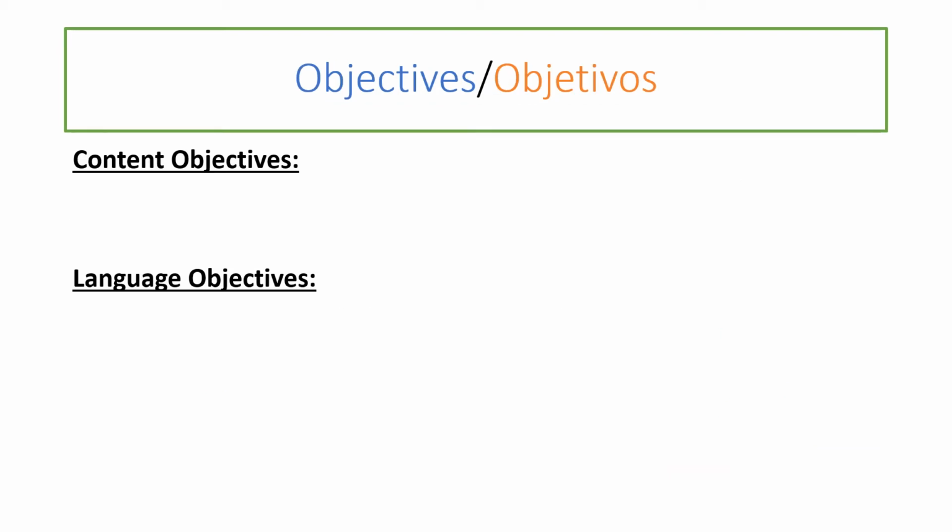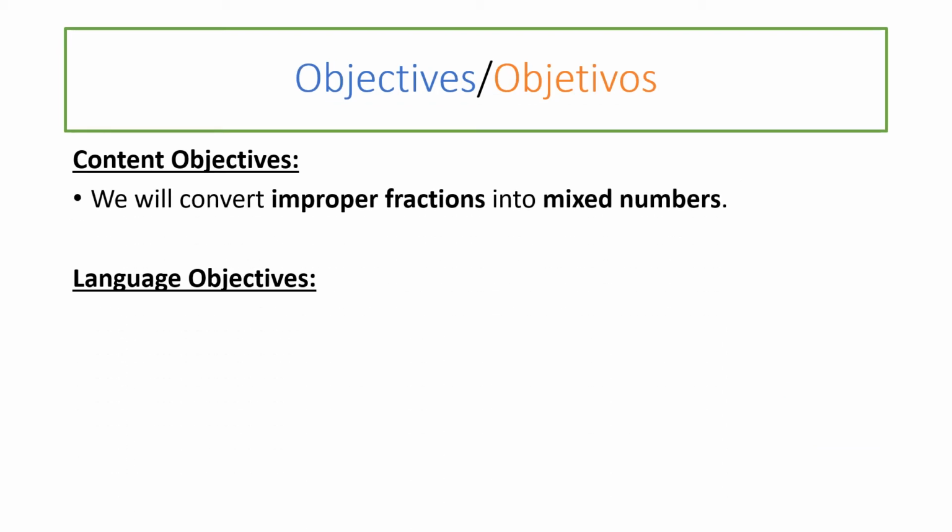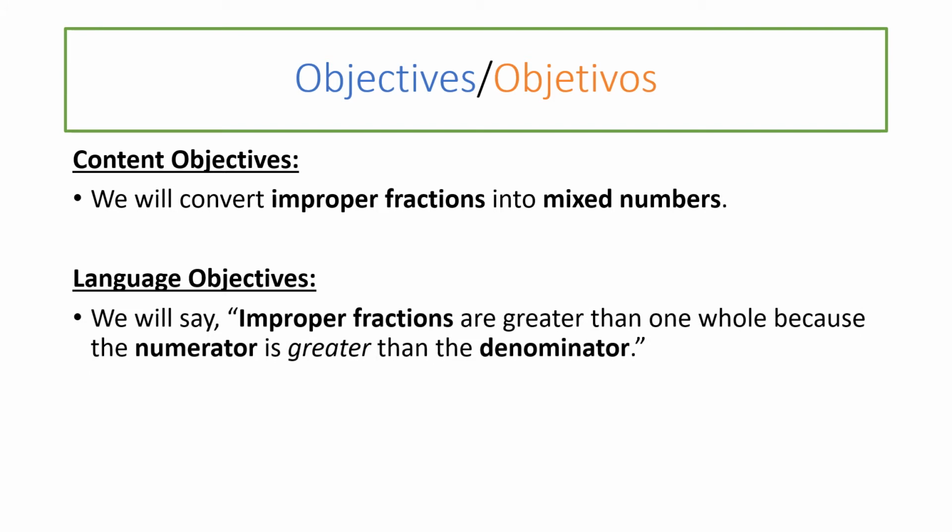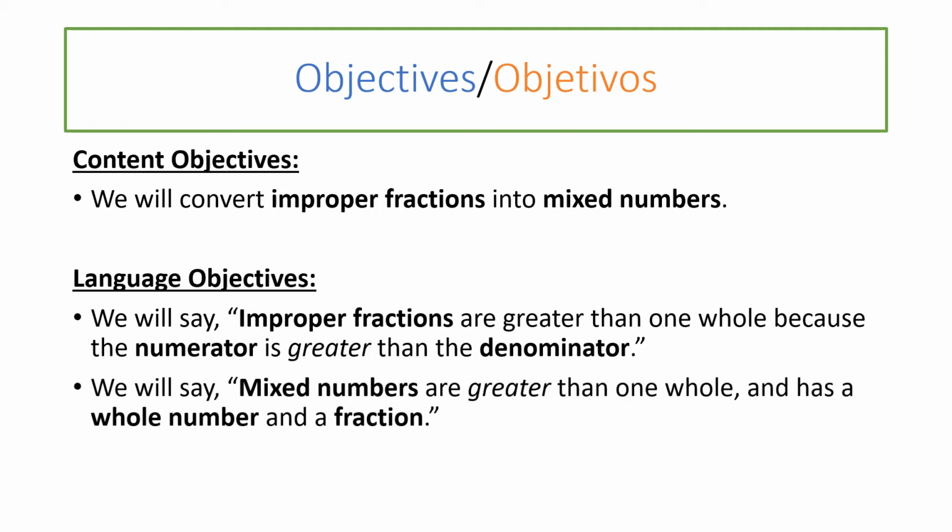Let's get into it. So our content objectives are, we will convert improper fractions into mixed numbers. Our language objectives. The first one, we will say improper fractions are greater than one whole because the numerator is greater than the denominator. Our second language objective, we will say mixed numbers are greater than one whole and have a whole number and a fraction.